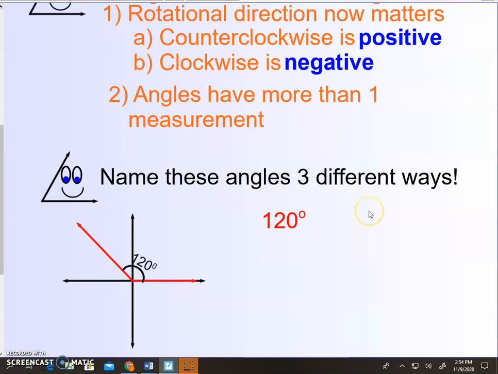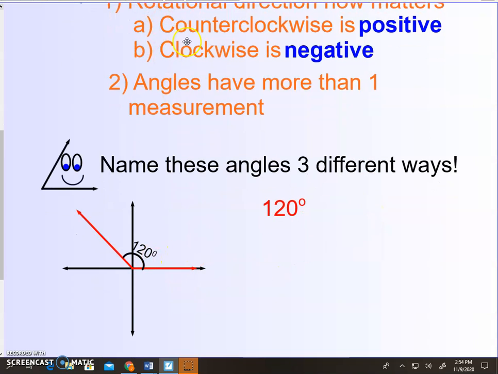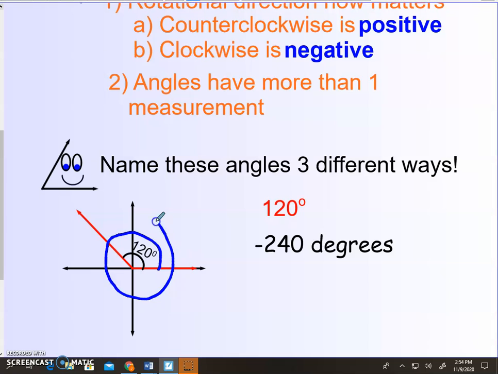As a matter of fact, we don't even have to stop there. This angle right here, we saw that we could call it 120 degrees, or we could also call it negative 240 degrees. And what if, to get from this red to that red, we went all the way back to the original red and over again? Gosh, that would be 360 plus 120, which would be 480 degrees. So we don't even have to stop at 360 degrees. We can go around multiple times, over and over again, in both positive and negative directions.